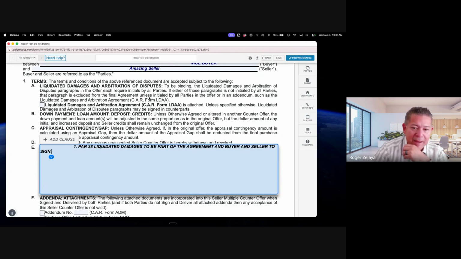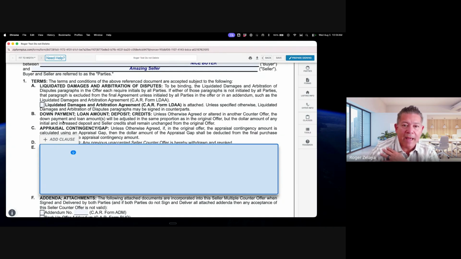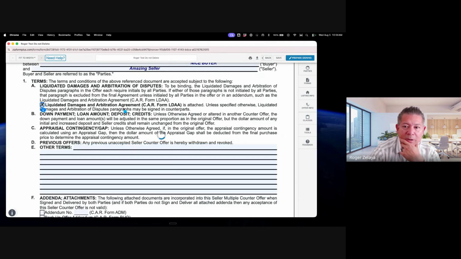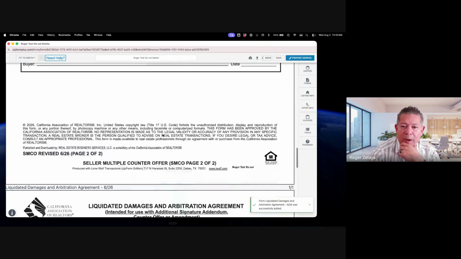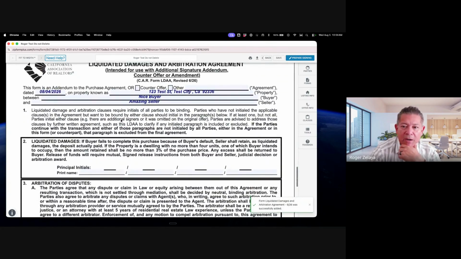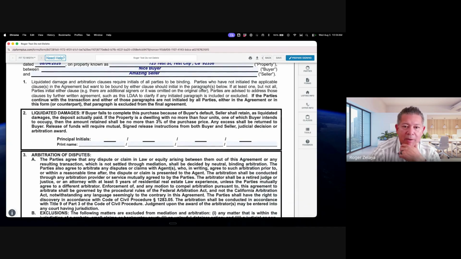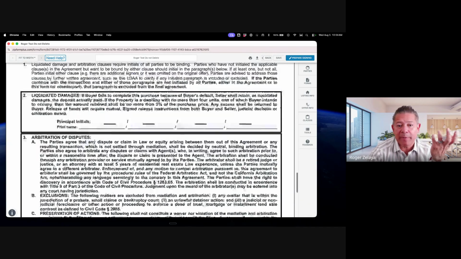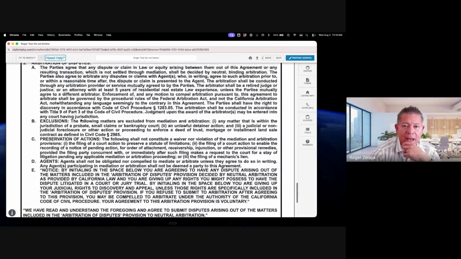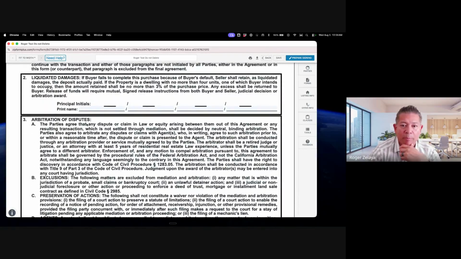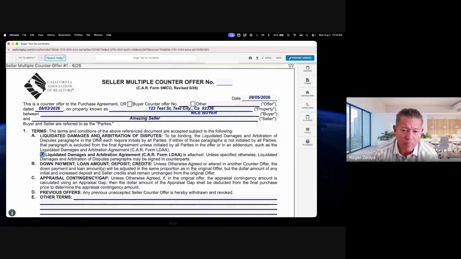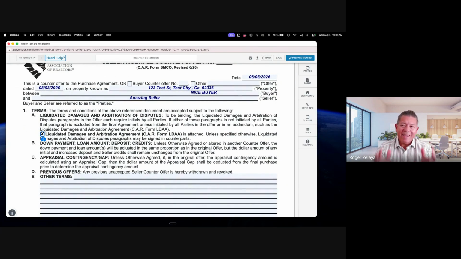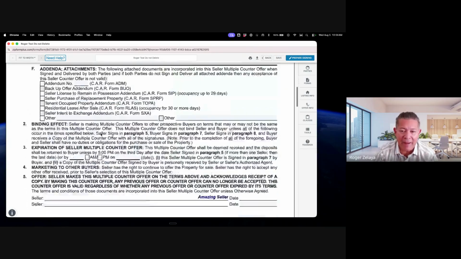But today, you don't have to do that. You could just ignore all of that and click on liquidated damages arbitration agreement, which will probably automatically add it for you here. This is where liquidated damages are on, and now everybody's got to initial it, and then they agree to arbitration of disputes. Why liquidated damages? Because that limits the amount of money that the seller can go after the buyer for.